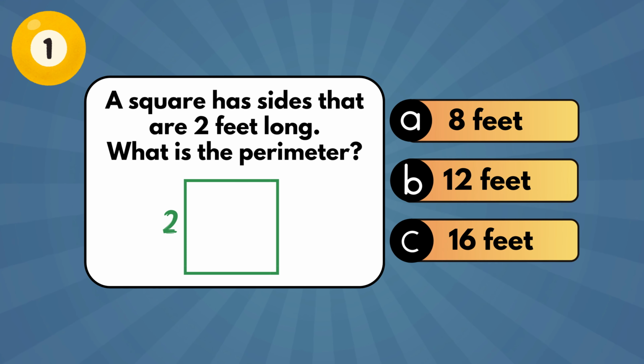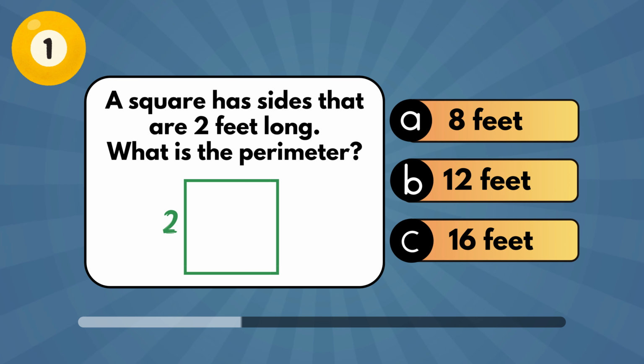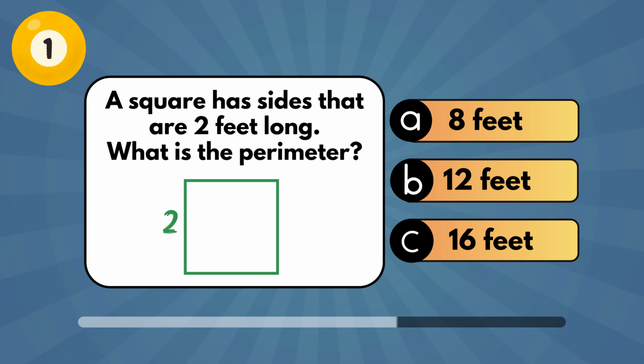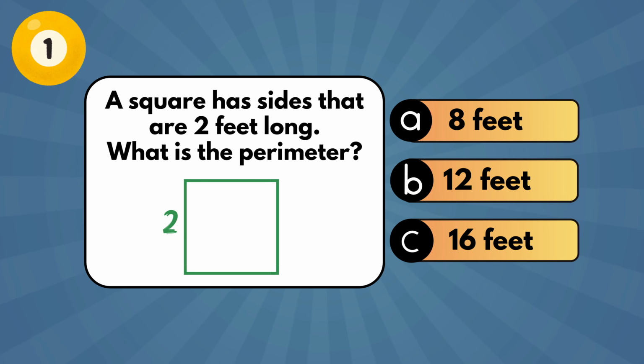First question. If a square has sides that are 2 feet long, what is the perimeter? Did you get it? The answer is A, 8 feet.